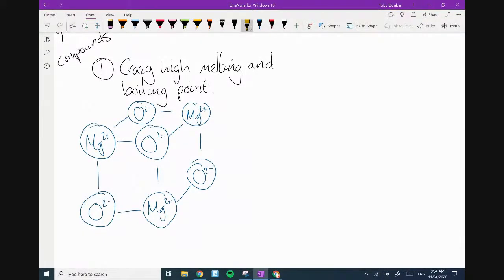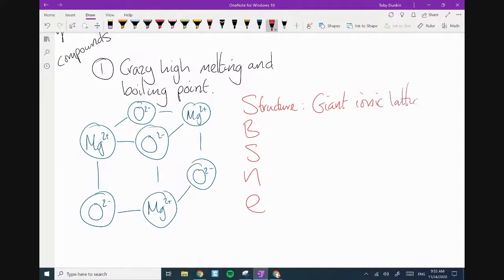Why does that diagram tell me a crazy high melting point? The reason is structure, bonds, strength, number, energy. It doesn't actually tell me the strength one, but it's nice to mention this. The structure: giant ionic lattice.